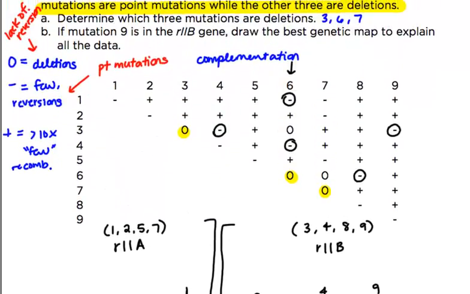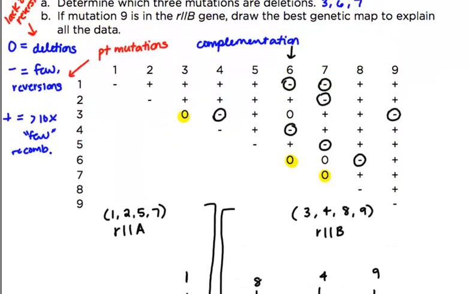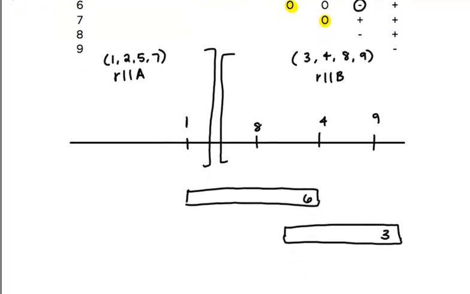Now let's look at deletion 7. If you look down the column for 7, we see that it does not recombine with mutation 1, mutation 2, or mutation 5. So we know it's 1, 2, 5, right? So if this is 1 on the right side of R2a, we know that 7 is going to overlap for 1. And it's also going to overlap for 2 and 5.